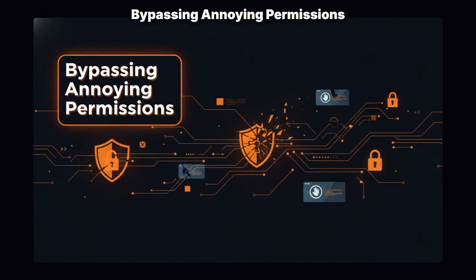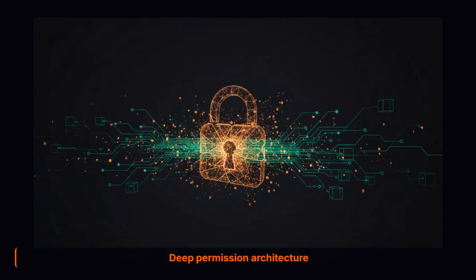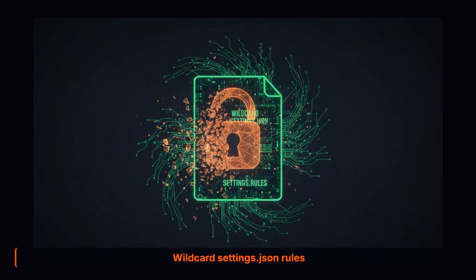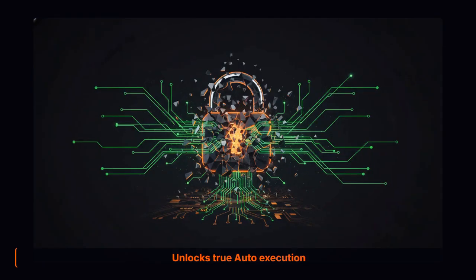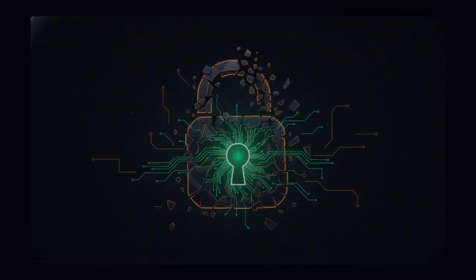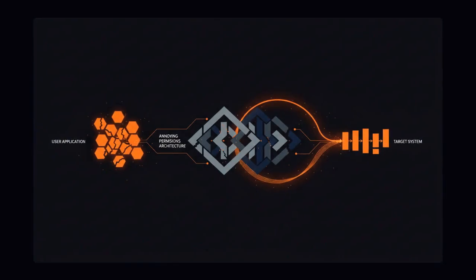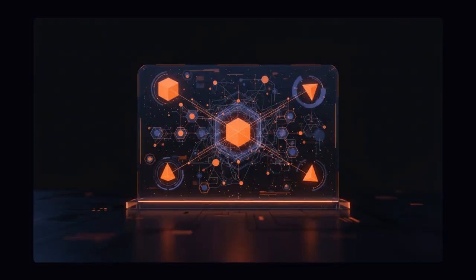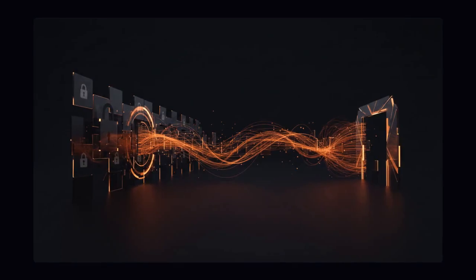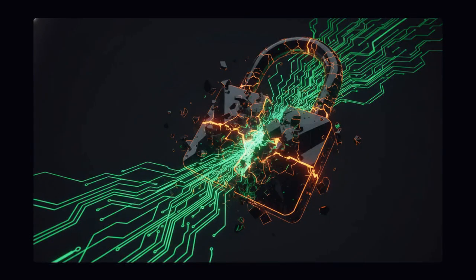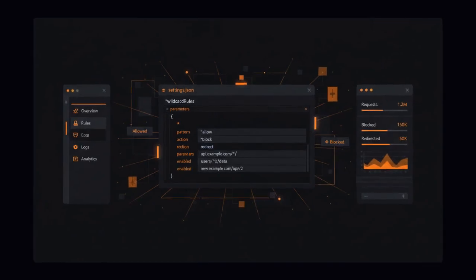Tired of constantly confirming "allow git status"? The code exposes a deep permission system. Instead of babysitting every step, set wildcard permissions in your settings.json or settings.local.json. Adding rules like allow all git commands or allow file edits in source shifts Claude from default mode into true auto-agent mode.